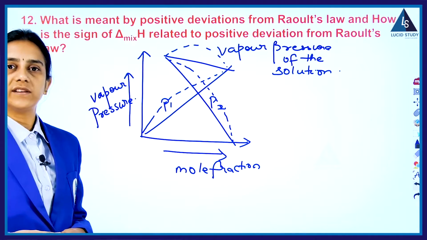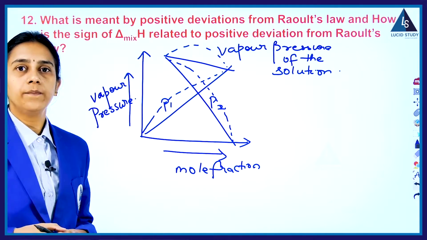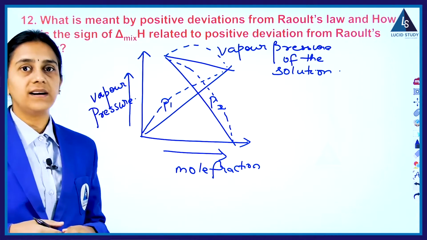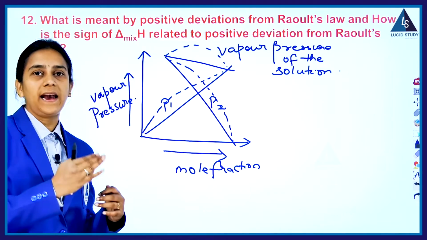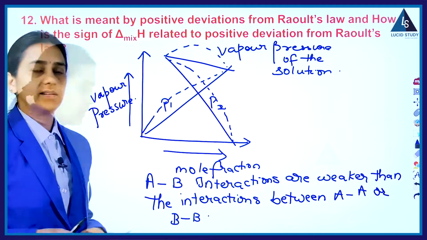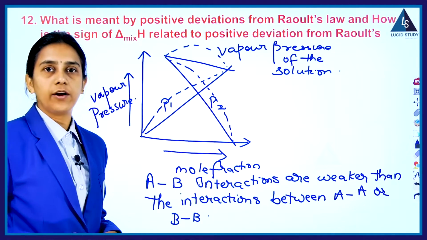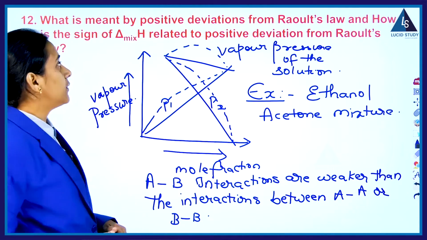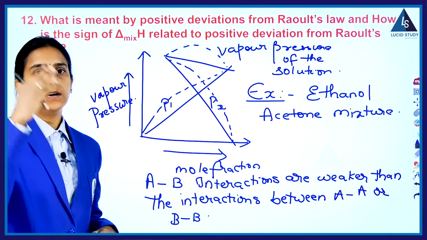In the case of the positive deviations from Raoult's law, AB interactions are weaker than the interactions between the AA and the BB, where A is a solute and B is a solvent. The example is a mixture of ethanol and acetone. So this is about the positive deviation from Raoult's law.